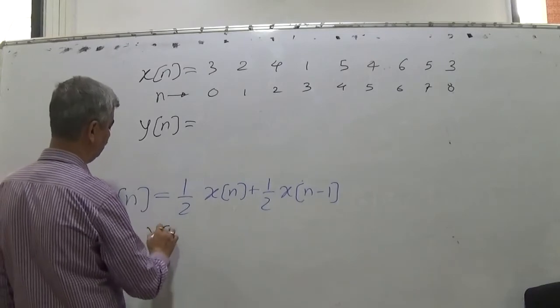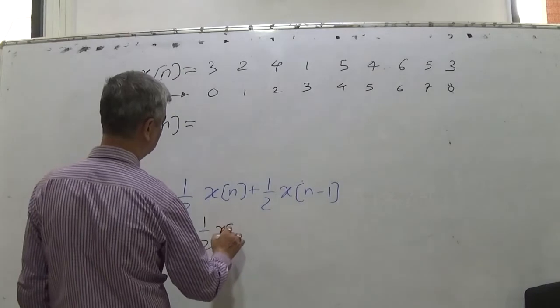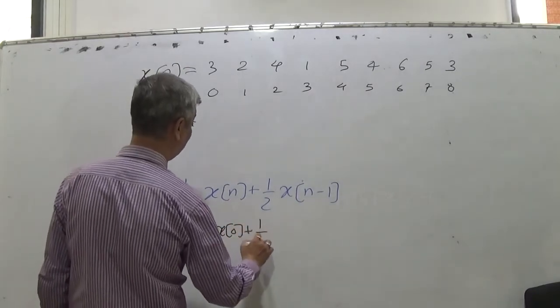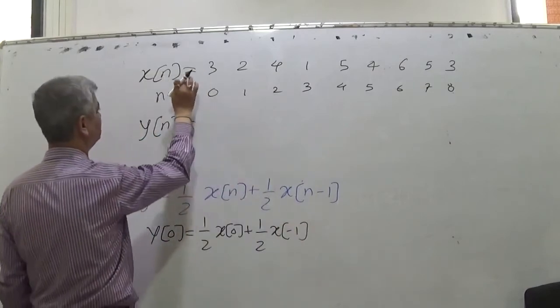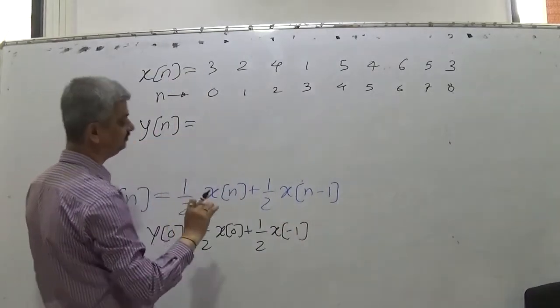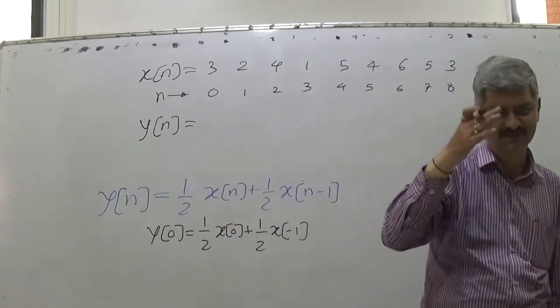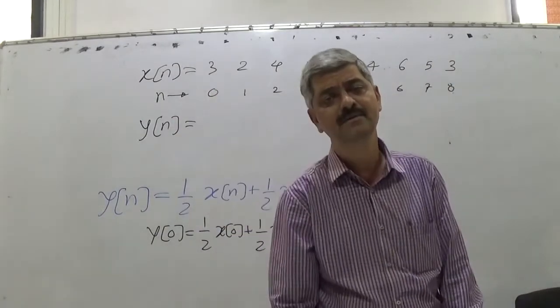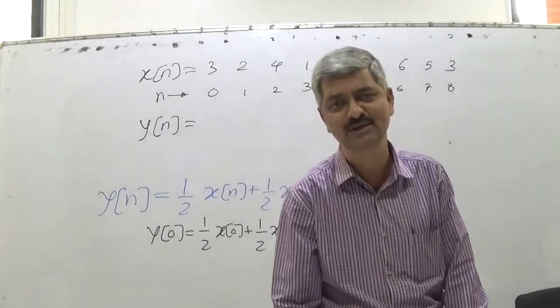So what would be y0? Y0 is half x0 plus half x of minus 1. And you have started the signal from this. So if you start the sequence from n equal to 0, just consider the previous samples as zeros. So samples you don't have, you consider them as zeros.